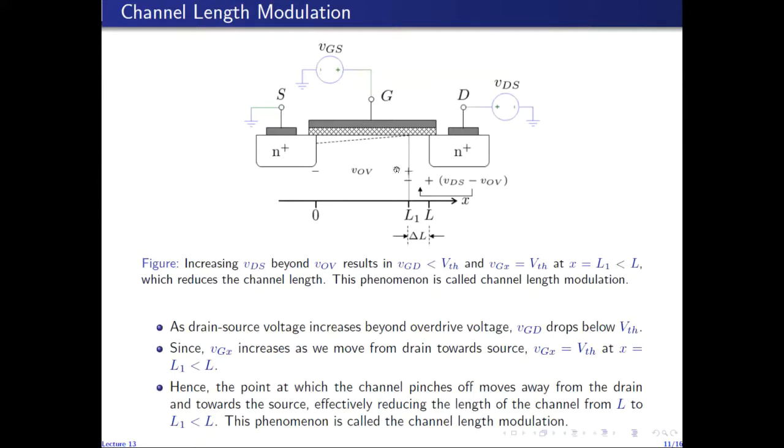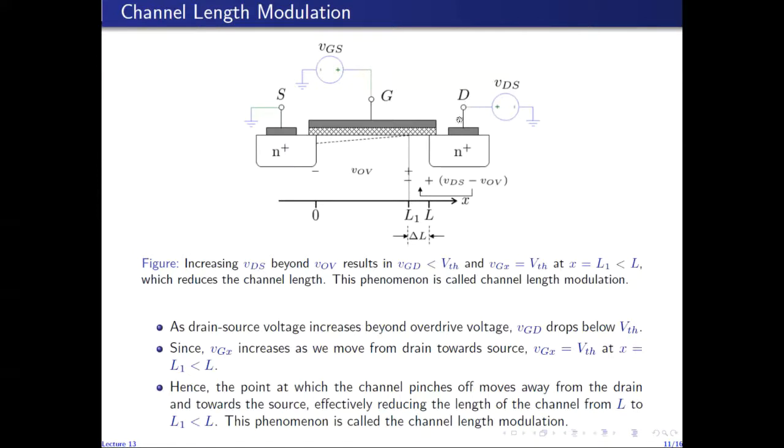So here I've also labeled the voltages. We know that the voltage at the gate with respect to source is VGS, and the voltage at gate with respect to any point X, which is denoted by VGX, is given by VGS minus Vx. So when VGX is V threshold, then the voltage at X is given by VGS minus V threshold. So the voltage at the point where the channel gets pinched off, with respect to the source, is VGS minus V threshold. Or in other words, the voltage of this point with respect to the source is equal to the overdrive voltage.